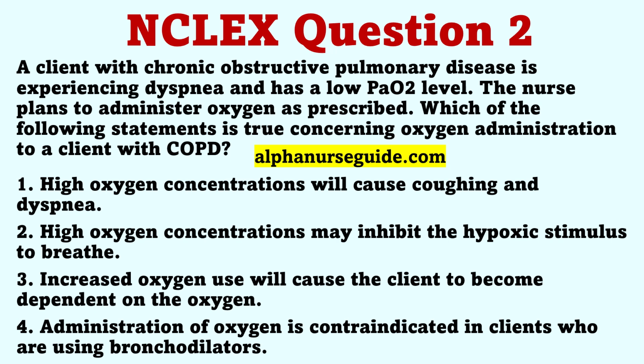The correct answer is 2. Clients who have a long history of COPD may retain carbon dioxide. Gradually, the body adjusts to the higher CO2 concentration, and high levels of CO2 no longer stimulate the respiratory center. The major respiratory stimulant then becomes hypoxemia. Administration of high concentrations of oxygen eliminates this respiratory stimulus and leads to hypoventilation. Oxygen can be drying if it is not humidified, but it does not cause coughing and dyspnea. Increased oxygen use will not create an oxygen dependency. Clients should receive oxygen as needed. Oxygen is not contraindicated with the use of bronchodilators.